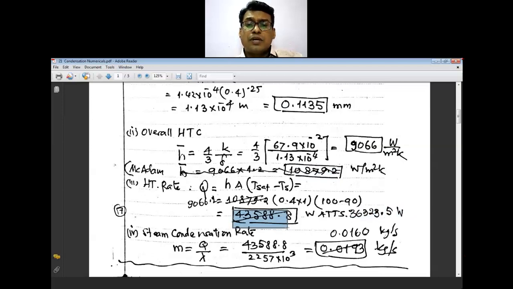So the steam condensation rate is the heat transfer rate upon the lambda, since the steam is getting condensed. So this is 43,588 divided by lambda, that is going to give you 0.193 kgs per second.